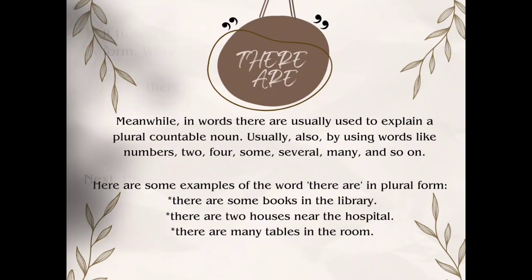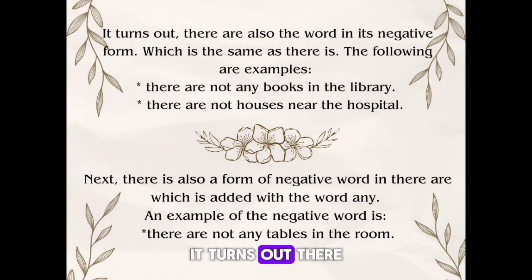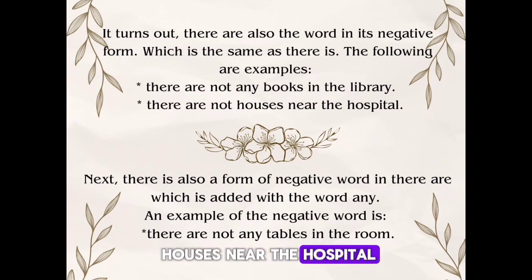It turns out there are also has a negative form, which is the same as there is. The following are examples: there are not any books in the library, and there are not houses near the hospital.